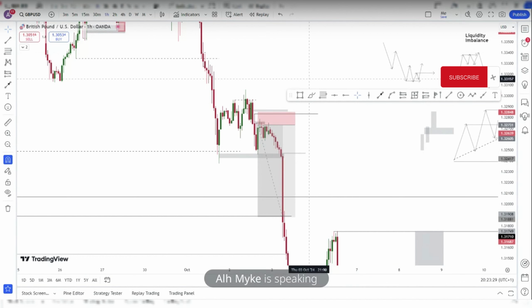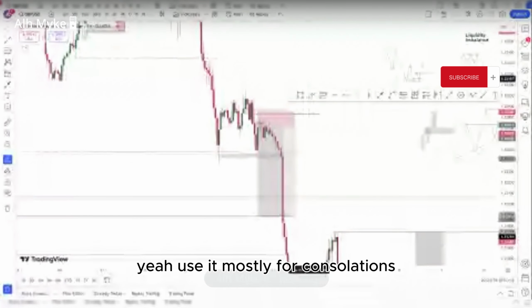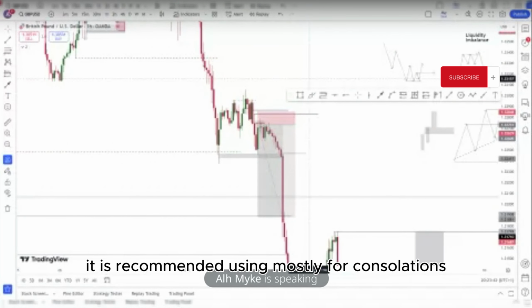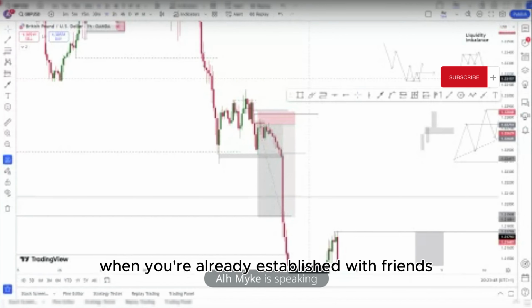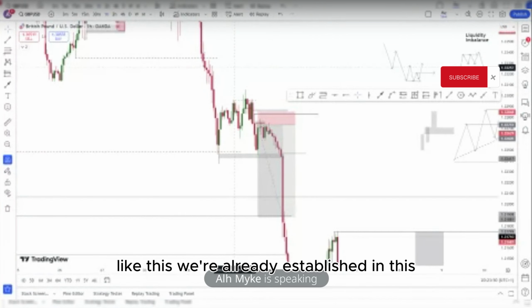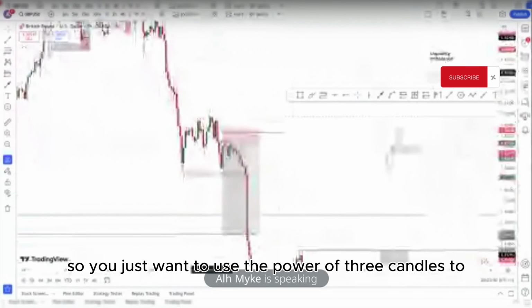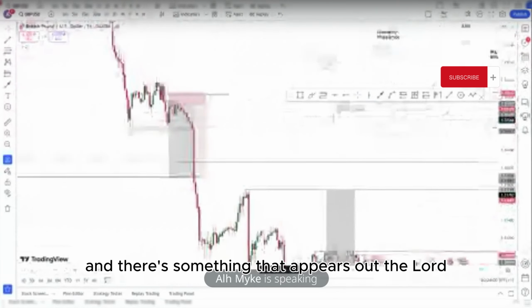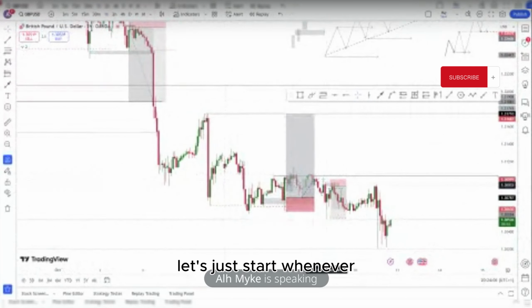Yeah, go on. So my question is, this is traded for continuations, right? Yeah, use it mostly for continuations. It is recommended using it mostly for continuations. When you have already established what trend the market is on, like this, we already know it's an established bearish market. That's it. So you just want to use the power of three candles, and it's something that plays out a lot. If you sit down to go through it, to backtest it, you're going to notice that it plays out often.